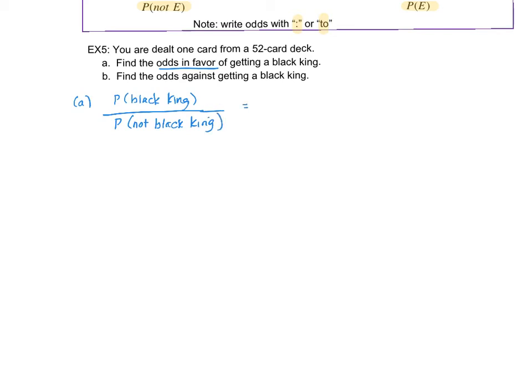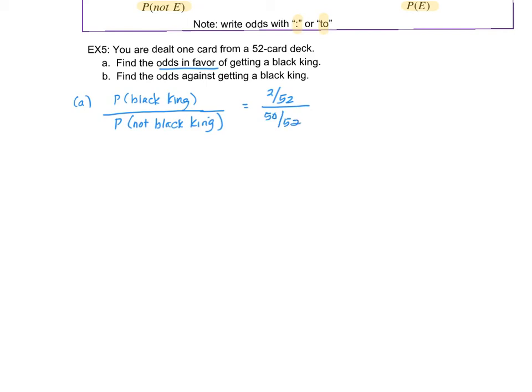All right, so what is the probability that you get a black king? Well, there's 52 cards in the deck. 2 of those cards are black kings, the king of spades and the king of clubs. So there's 2 out of 52 ways that you can get a black king. That would be its probability. The probability that you do not get a black king would be 50 of those cards are not black kings. So it's 50 over 52.